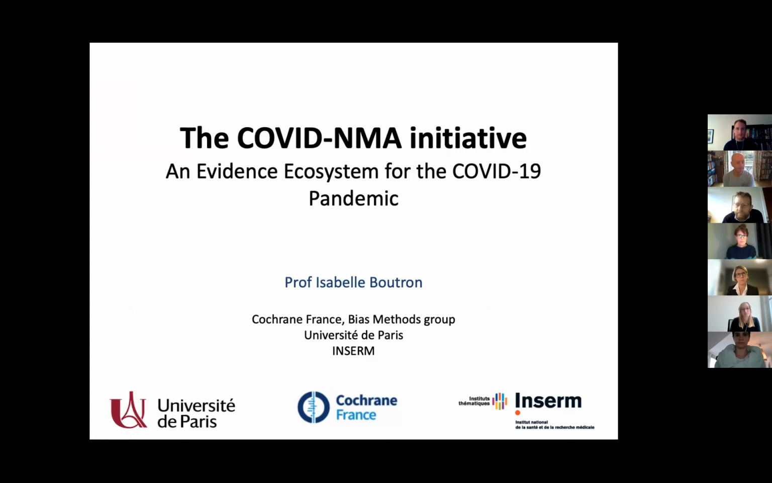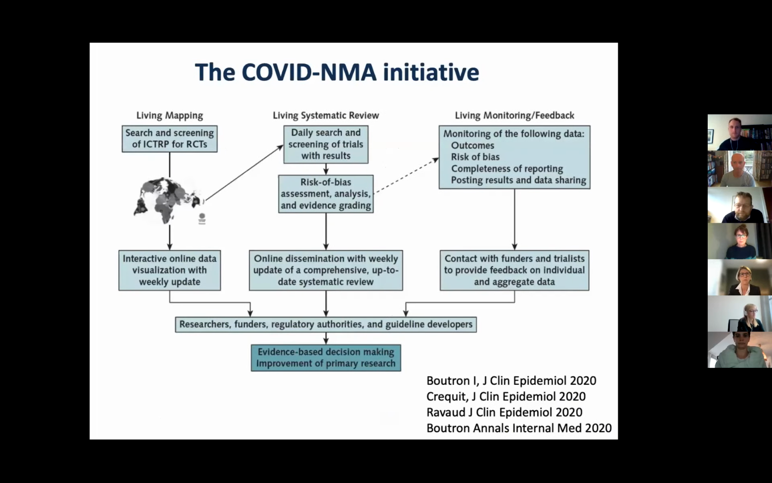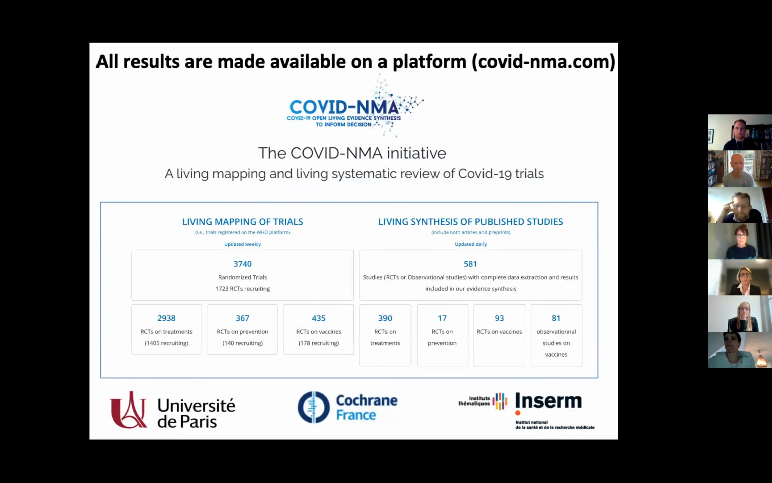So I'm going to give you an update of the COVID-NMA initiative. This is an international initiative where our aim was to inform decision makers with high quality evidence synthesis during the COVID-19 pandemic, with several Cochrane entities involved, and particularly the BIOS Method Group. Our process relies on three main pillars: a living mapping, where we identify all ongoing and registered randomized controlled trials to help funders decide which are the most relevant trials to plan; a living systematic review; and a living monitoring feedback on the quality of ongoing trials. All our results are made available on the platform.